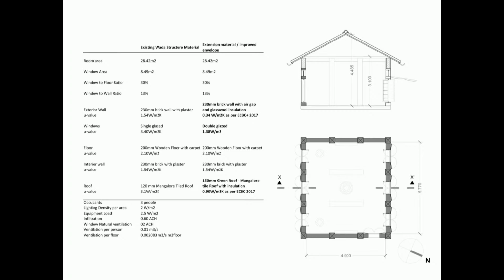These are the materials which I'm proposing to refurbish and improve the envelope. To maintain the same look of the structure, I've considered a similar outer look, but the internal materials of the wall and floor will be changing, while the look will remain the same. This is a single module which is repeated in the whole structure.